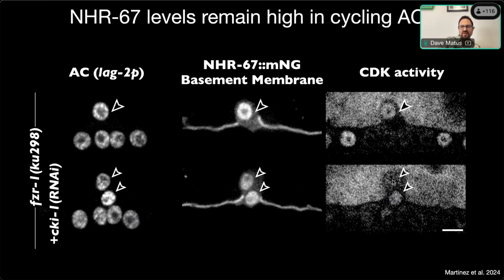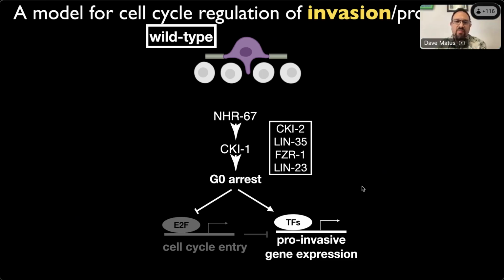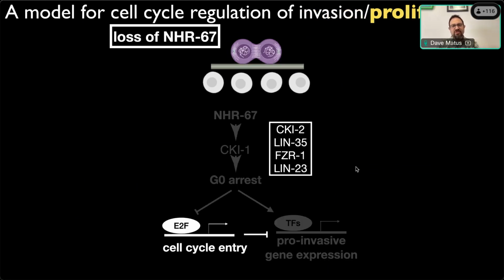So here's an anchor cell that's probably in S phase, still robustly expressing NHR67, and they're both invasive. And so I'll just end with our model here, is that basically, normally you have NHR67, which maintains the AC in a G0 pro-invasive state, limiting cell division. When we lose NHR67, we robustly enter the cell cycle, and we lose the transcriptional program that's important for pro-invasive gene expression.